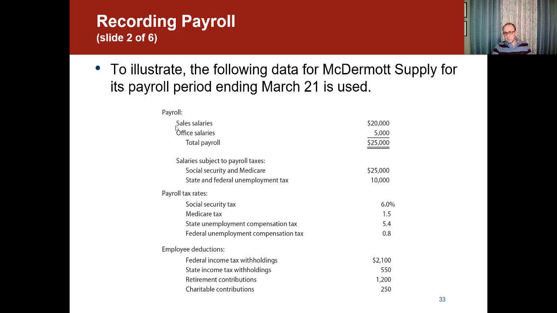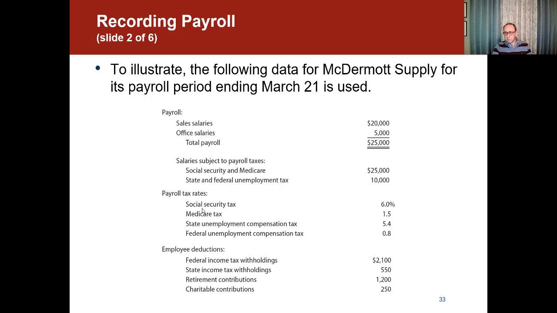For payroll, you see here they have two types of salaries. They have the sales salaries, and these are typically salaries paid to salespeople. And then there's office salaries, and these are salaries paid to administrators and people who work in the office. And the total payroll is $25,000. Then we have salaries subject to payroll taxes, and you can see that Social Security and Medicare are subject to the entire value, which is $25,000. State and federal unemployment tax, which is the SUTA and FUTA, only applies up to $10,000 in this case.